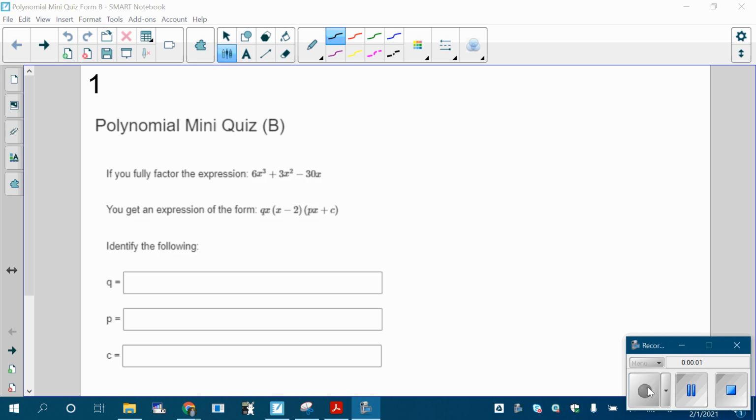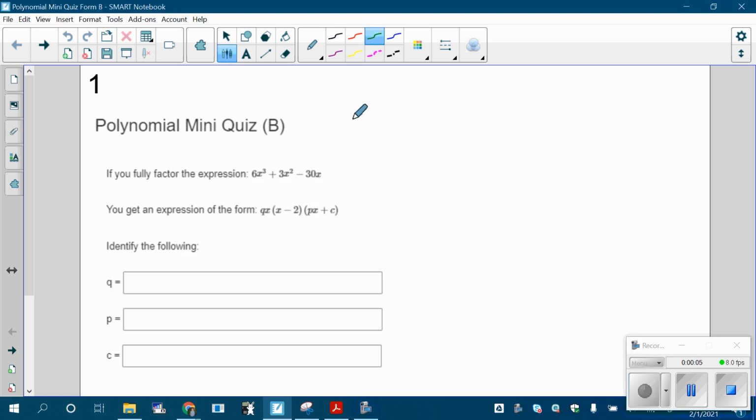Hey everybody, Mr. Covey here, and I'm going to go over the polynomial mini quiz form B. I'm going to go through the questions in order, so if you want to skip ahead to certain questions, that's totally cool. The first question says if you fully factor this expression, you're supposed to get something that looks like this. What is the Q, the P, and the C when it factors and looks like this?